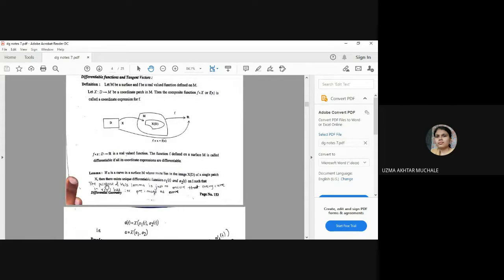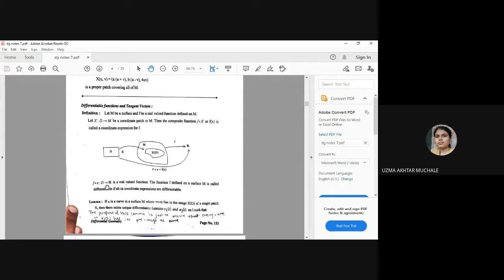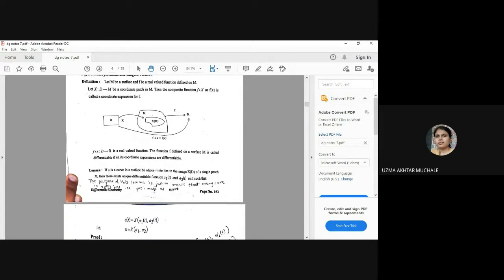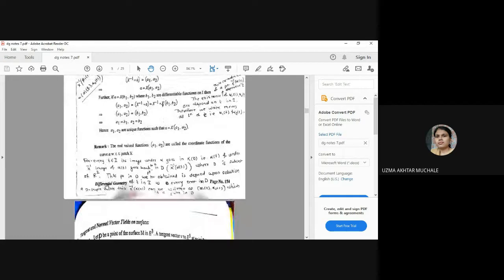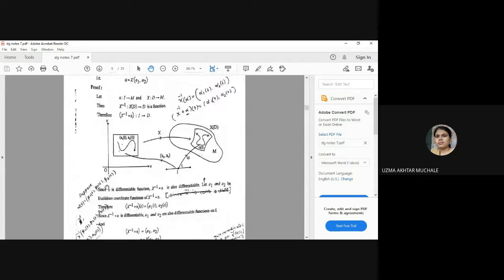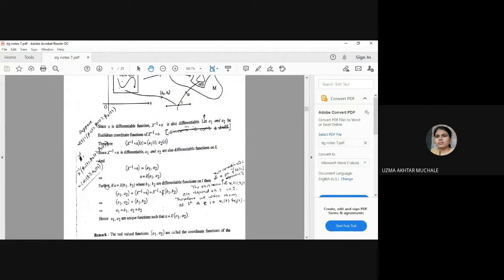After that we have seen some examples of how to prove the mapping, coordinate patch, proper patch, and so on. These are differentiable functions. We have seen one lemma. We have seen that if you are having any curve alpha whose part is in a surface, and actually the mapping from D to E3, with the help of that we have defined x inverse of alpha.